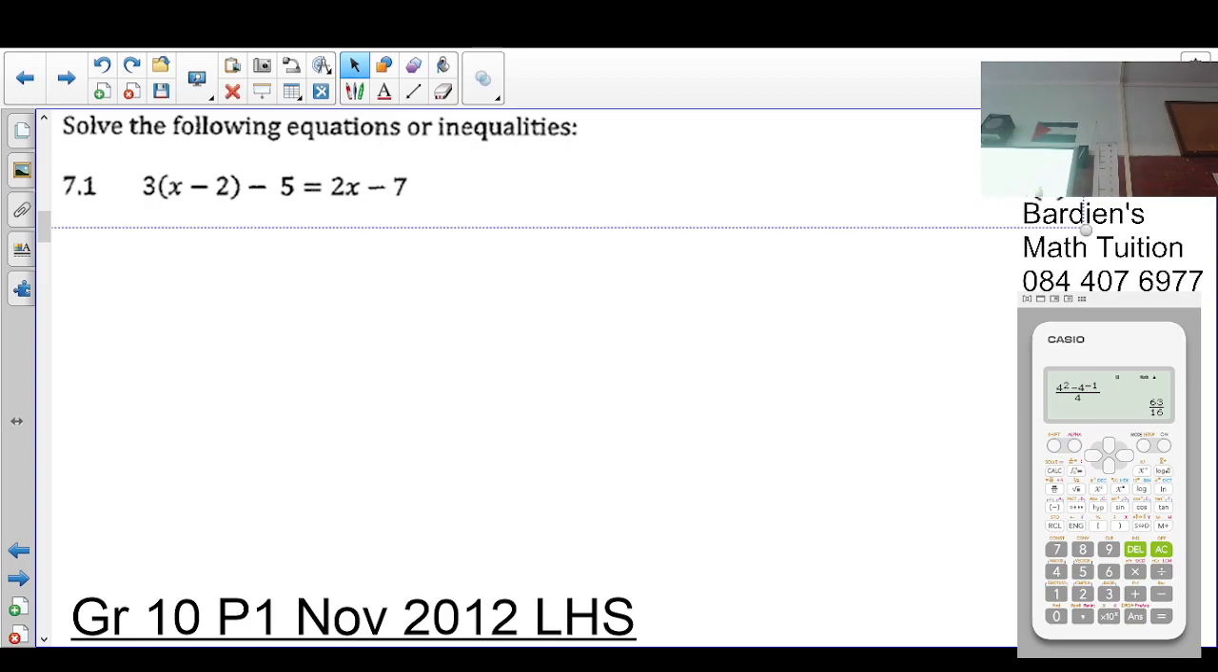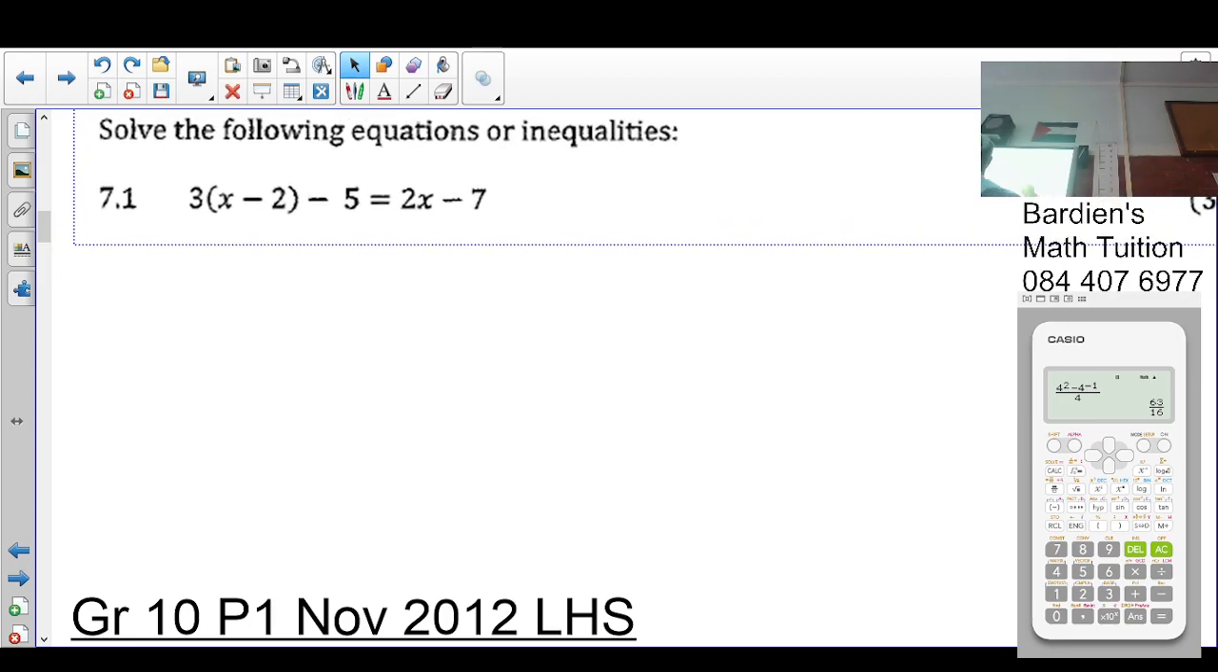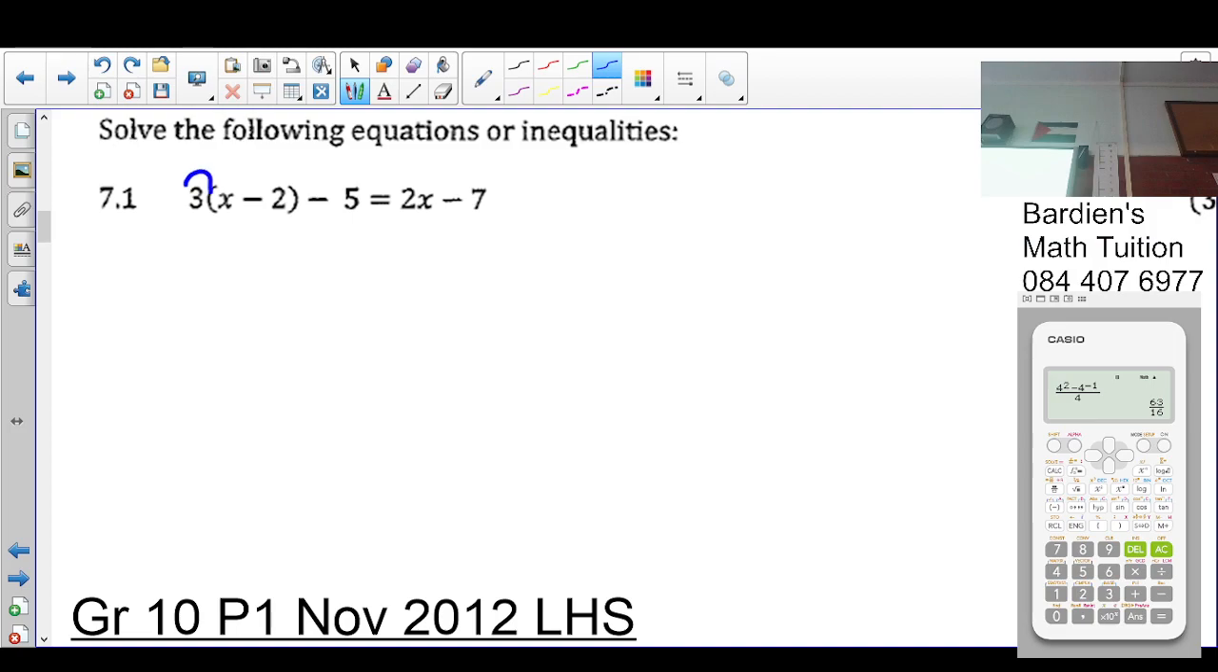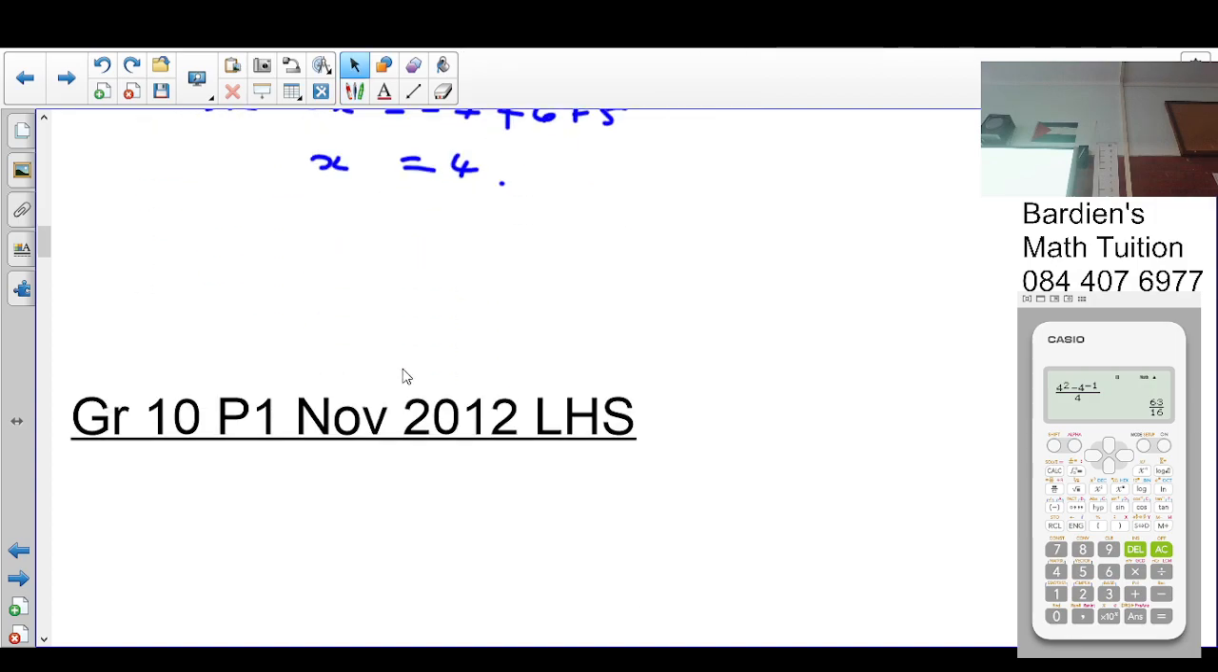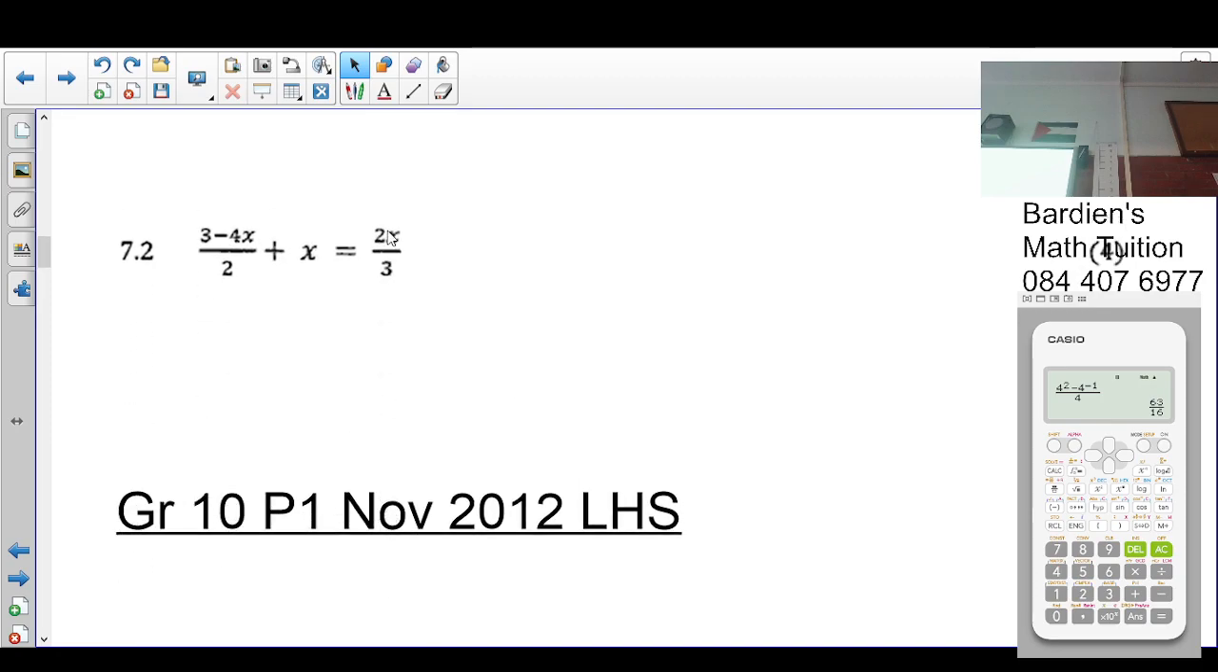Right, so where do you start here? Get rid of the brackets, multiply. So what do we get? 3x minus 6 minus 5 is equal to 2x minus 7. Now what? X is one side, numbers are the other side, since it's linear. So it's 3x minus 2x is equal to minus 7 plus 6 plus 5. Then x is equal to 4. Not so? Let's look at the next question.